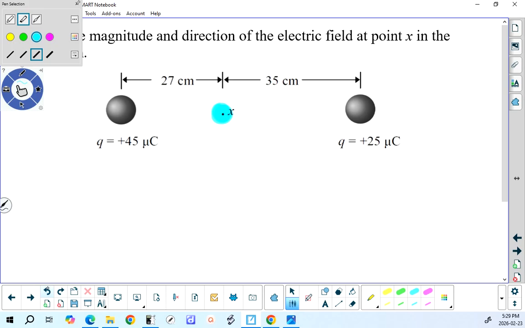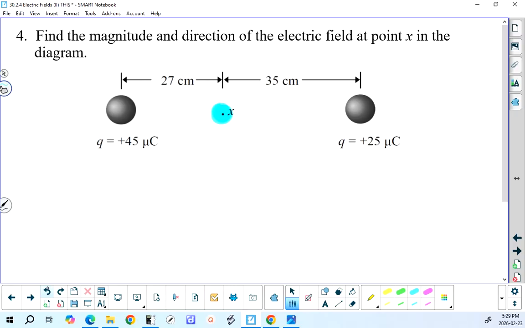What we are asked to find is the magnitude and direction of the electric field at point x. So why is there an electric field at x? Well, there's an electric field at x because the charge on the left would influence a charge put at x, and the charge on the right would influence a charge put at x. So there's an electric field there. Any charge put at x will experience some influence, and that's the definition of an electric field. So how do we do that?